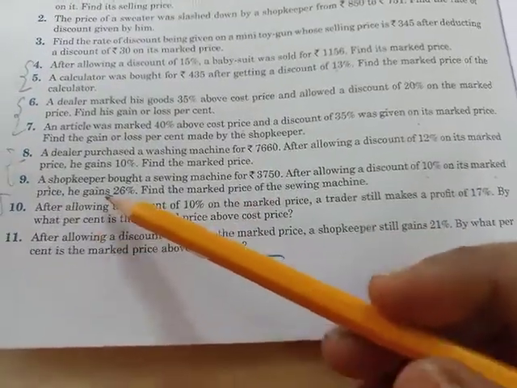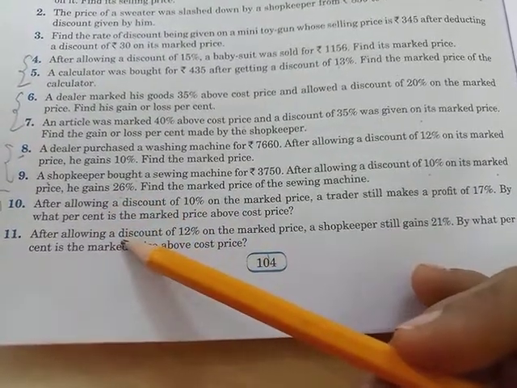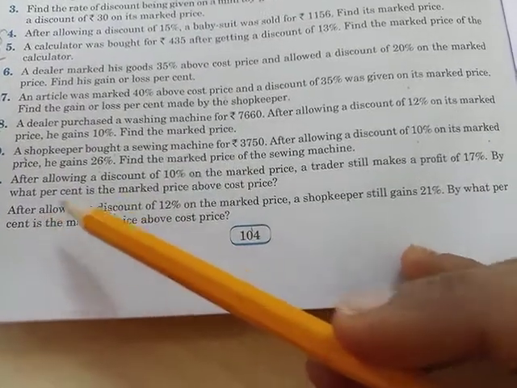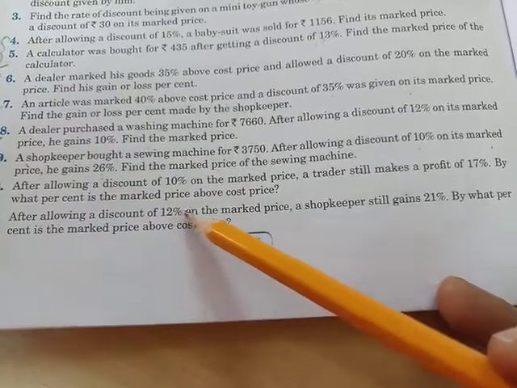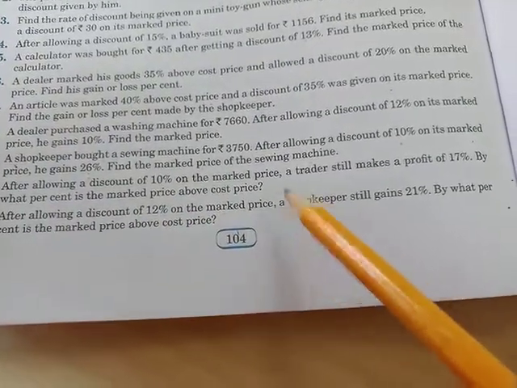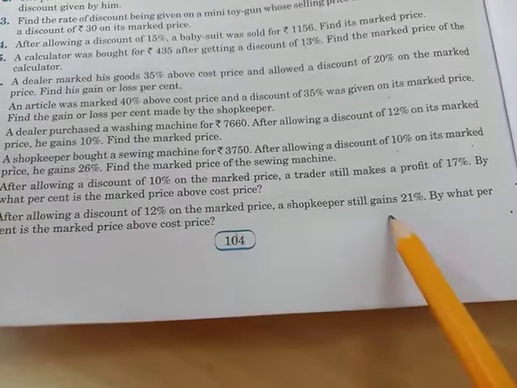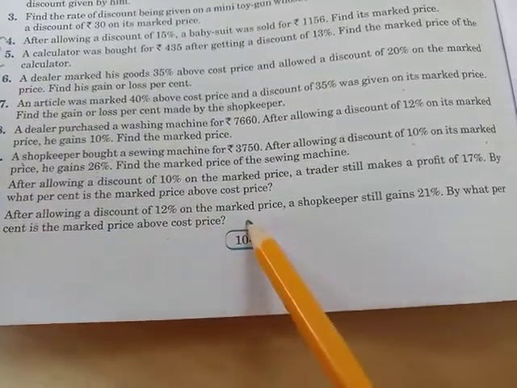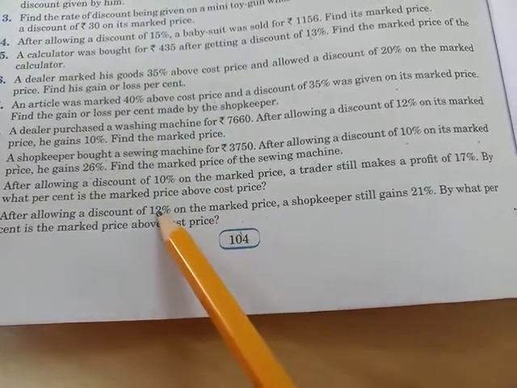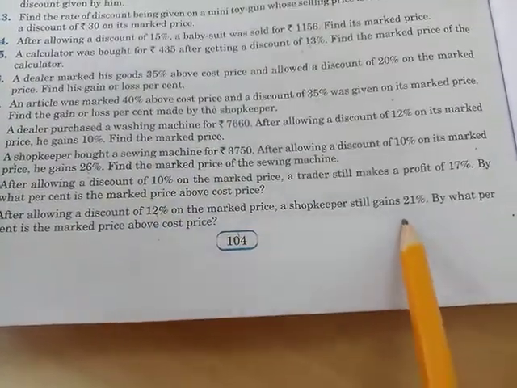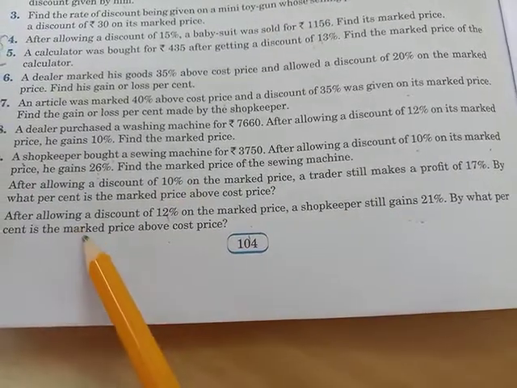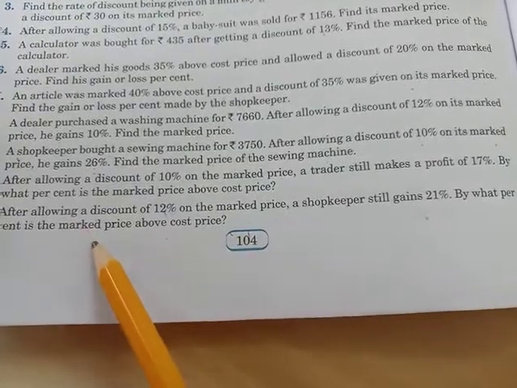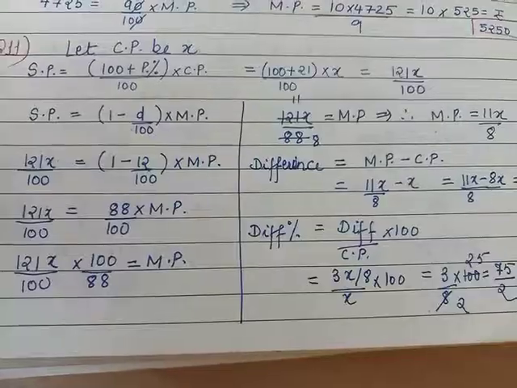Now question number 10 and 11 are of the same variety. I discuss question number 10 with you. They are saying after allowing a discount of 12% on the mark price, a shopkeeper gains 21%. By what percent is the mark price above the cost price? So we are given the discount percent and the gain percent, and we are looking for the mark price. How much higher is the mark price than the cost price?